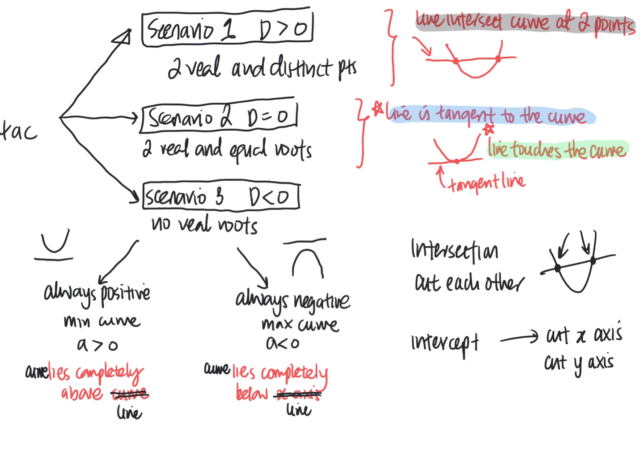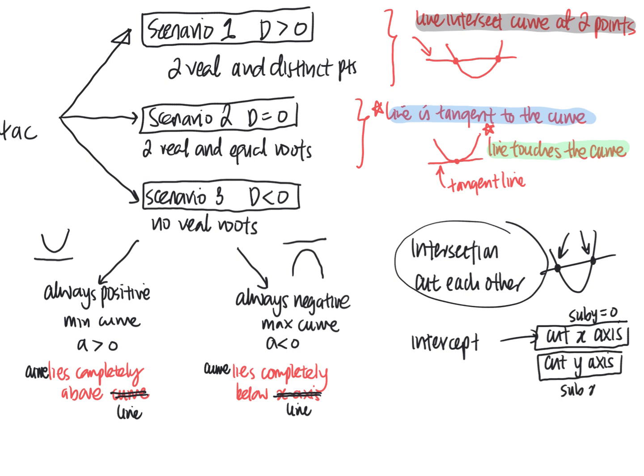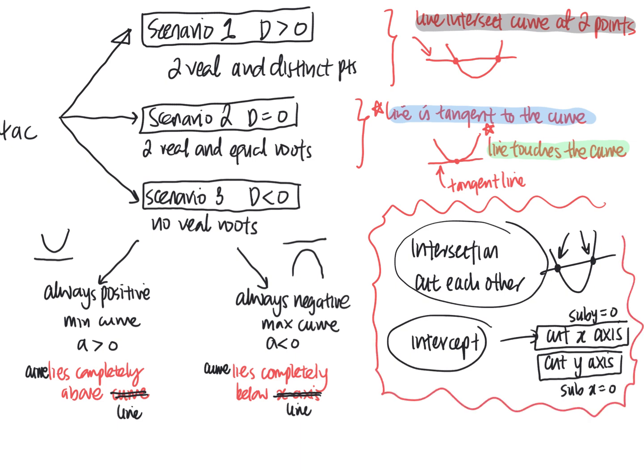So intercept is equals 0. Intersection depends on how many points it cuts. 2 points, greater than 0; 1 point, equals to 0. So for intercept, when you want to find the x-intercepts, you will sub y as 0. When you want to find the y-intercept, you will sub x as 0. So these are two different words, and it's a common word that you will make mistakes with. So these are common terms to take note of.